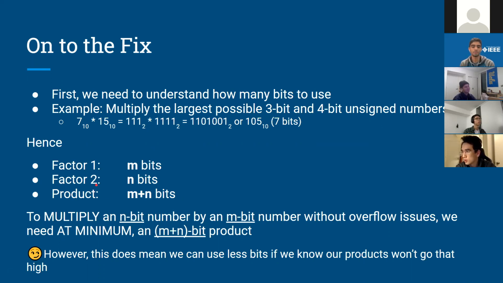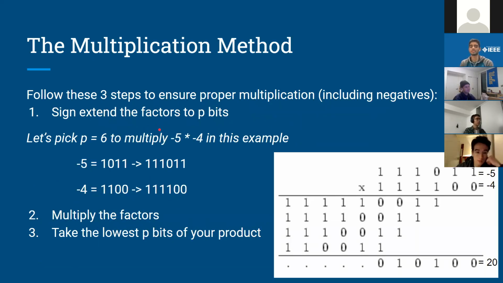And what we know about this is that if we need m plus n bits to represent a product correctly, we should probably use m plus n bits at least, right? So on the next slide, we get to the multiplication method. And here is where Andrew came in about the sign extension. Thank you, Andrew. So when we want to represent all products correctly with negatives included, we need to first sign extend the factors to p bits. And here we just talked about how many bits you need, because you should pick the number of bits p based on your knowledge of how big your number is going to go. So if you know your number is going to go to the highest possible, then you know you need to use m plus n bits.